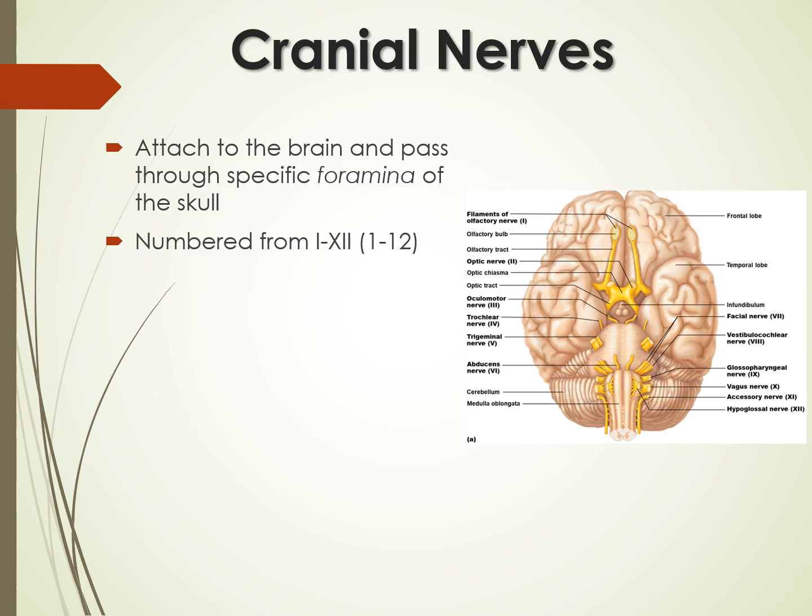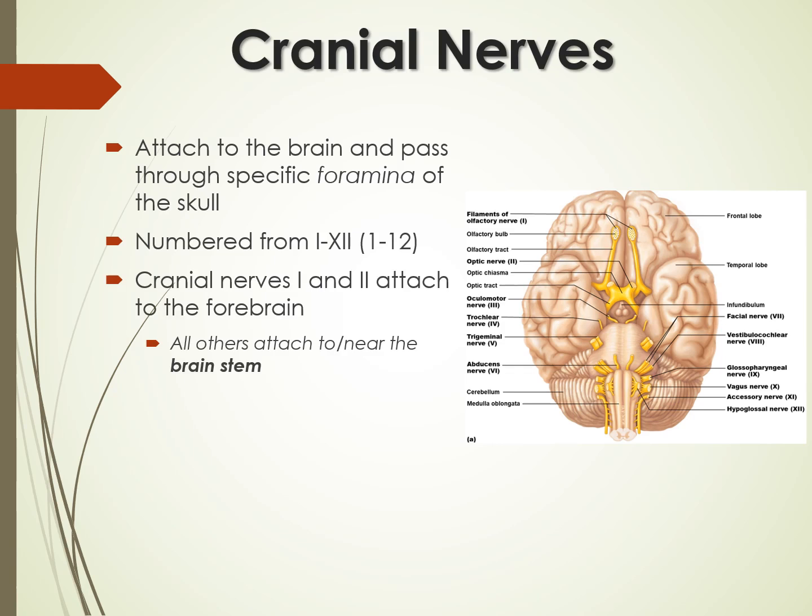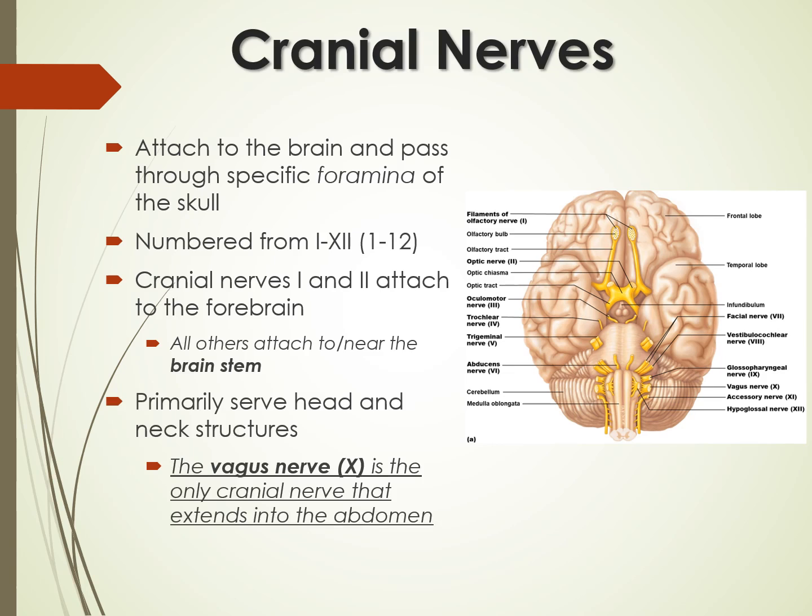They all come from some part of the brain, and then they're going to pass through a hole in the skull. And we learned a lot of these foramina, or the holes, and now they'll make a little bit more sense because we know, okay, that cranial nerve goes through that hole. So we have 12 cranial nerves, and cranial nerves 1 and 2 attach to the forebrain. So they're the only ones that do not come off the brain stem. All the other ones are going to either attach to or are near the brain stem.